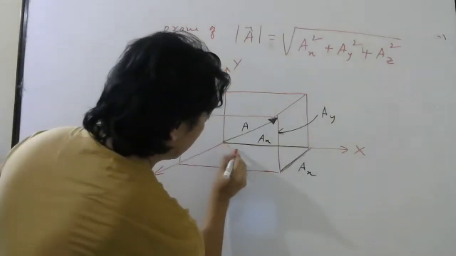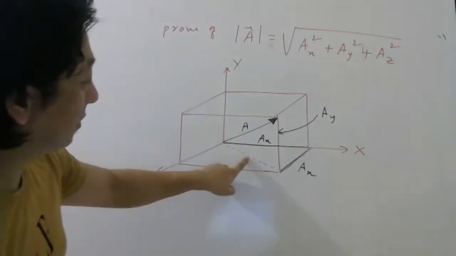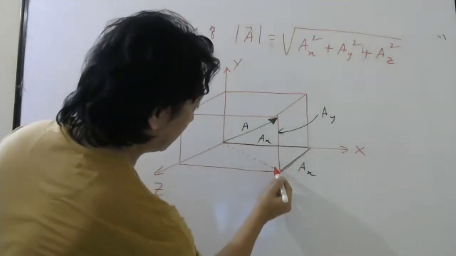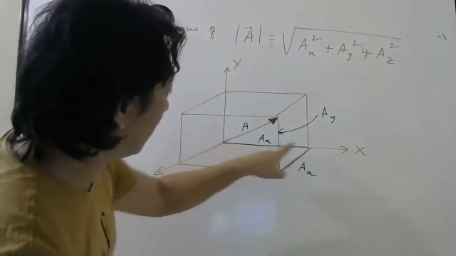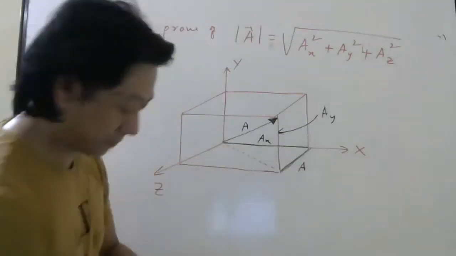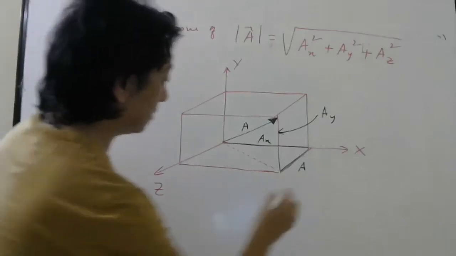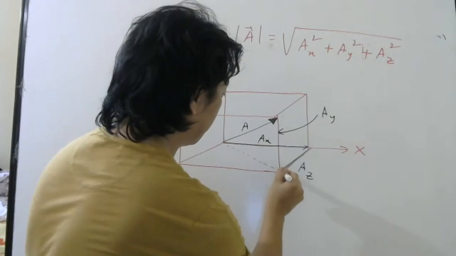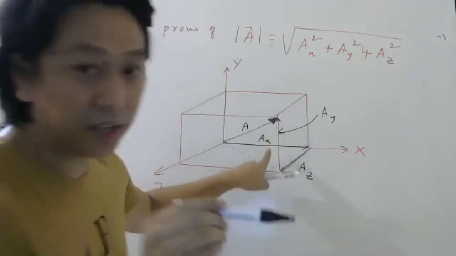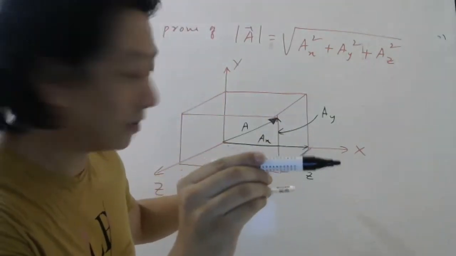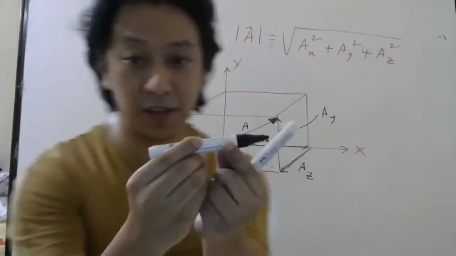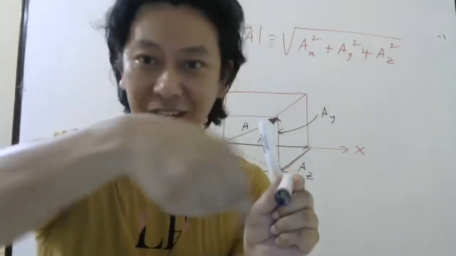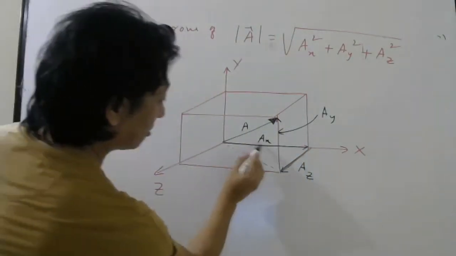This length, try to observe carefully. In this diagram, you can see this is 90 degree, right? So this is AZ. Where is this AX? AX is here, right? AZ is out of the board. So AX is here, AZ is here. If I draw this line, this will become the hypotenuse of these two.